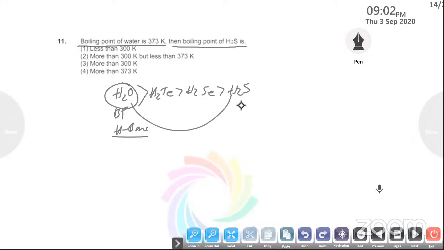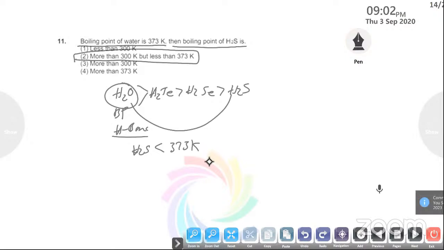So logically, on the question you see option B is given more than 300 Kelvin but less than 373. We know one thing very clearly that H2O is having a high boiling point. So because of that H2S will be less than 373 Kelvin. That much we are clear with.